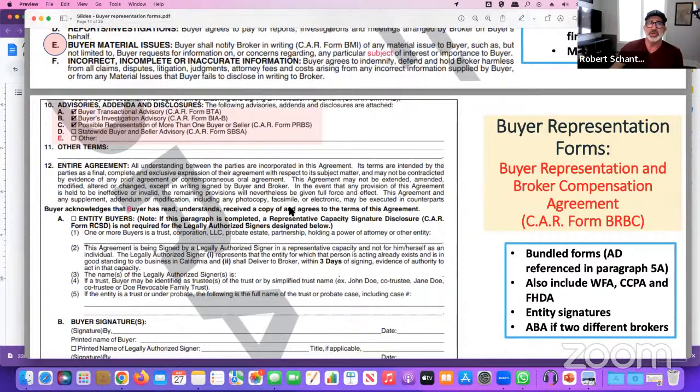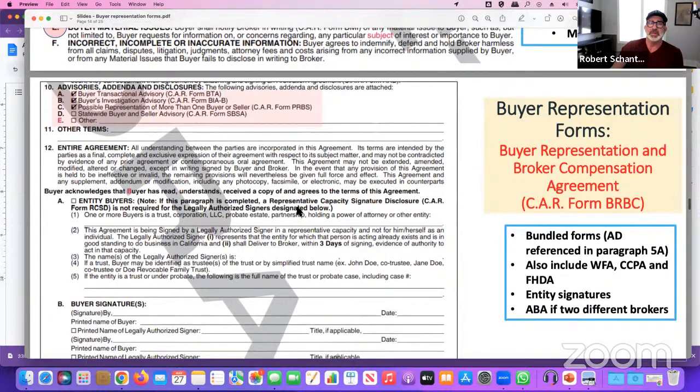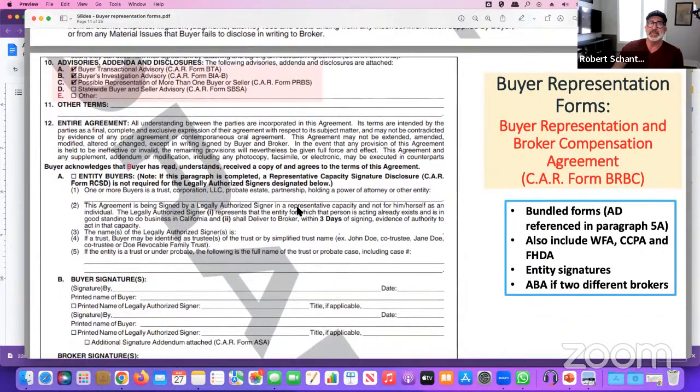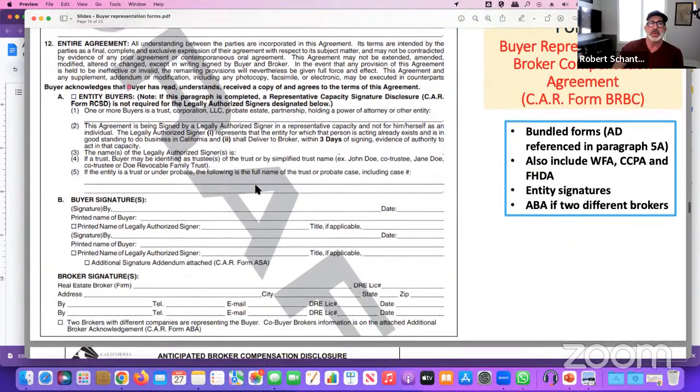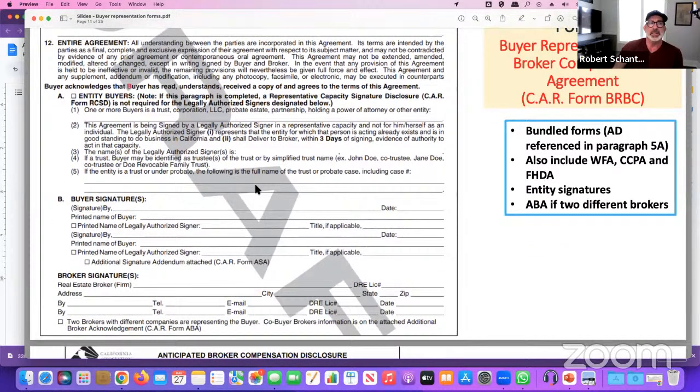Section 11, if there's other terms, you would put them in. Section 12, entire agreement, basically says this is the only agreement that's out there. There's no other agreement. This supersedes any and all agreements that you think are out there, but this is it for now. And then the buyer in section 12A discusses entity buyers.